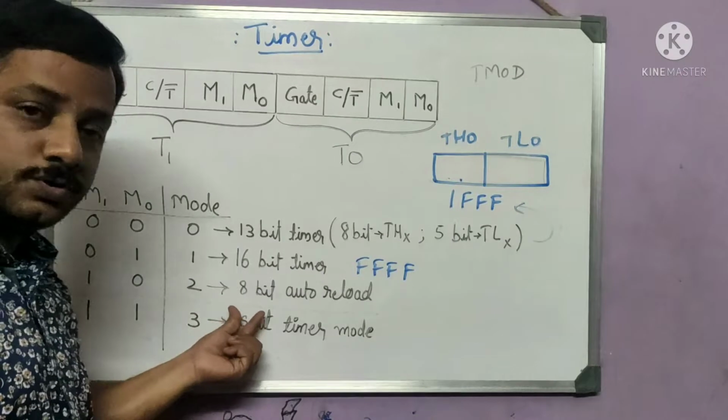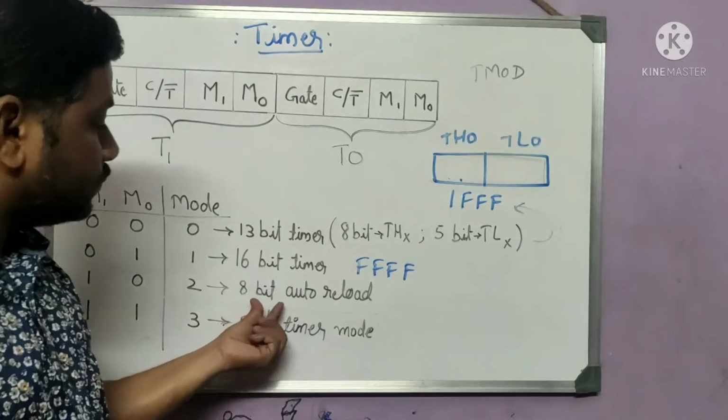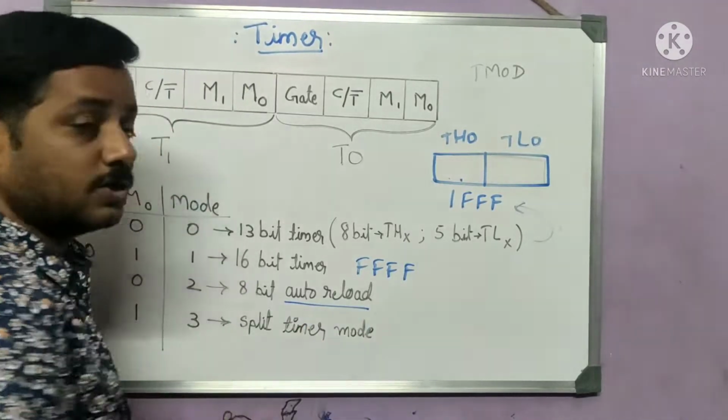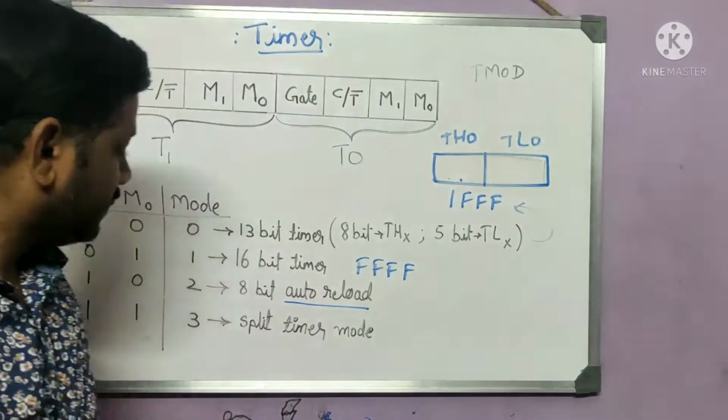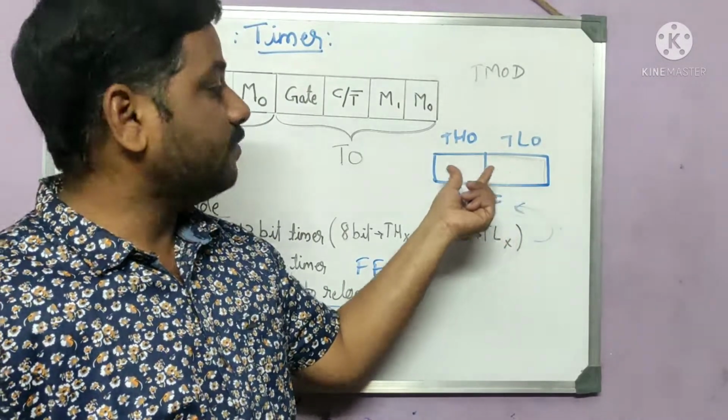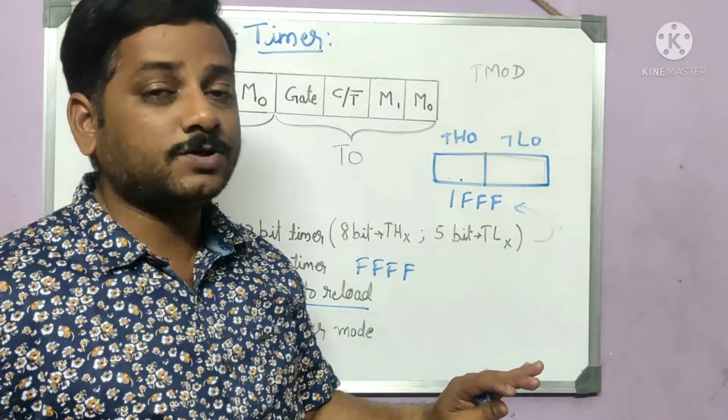But if you go for mode 2, look at this. We can count only 8-bit. But we have one more extra word here, that is auto reload. Let me tell you what that is. 8-bit in the sense, I am just making use of 8 bits here. The remaining 8 bits will not be used.